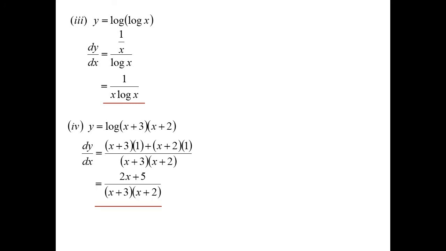Log of x plus 3 times x plus 2. Okay, the derivative goes on the top, but the derivative, I suppose I could have expanded it out, but I'm using the product rule. Write down the first diff the second, plus write down the second diff the first, over the original function itself, tidy up the top, and we have our answer.